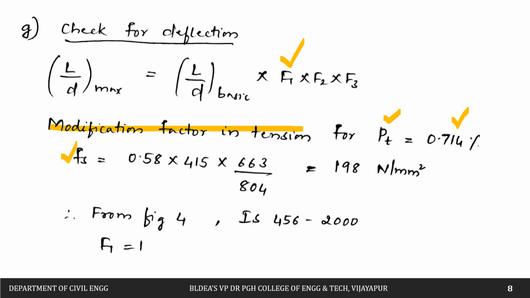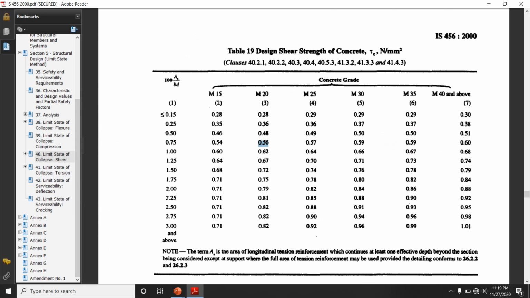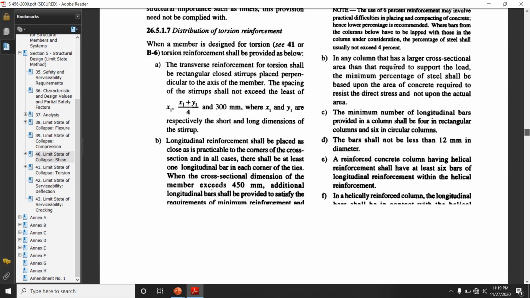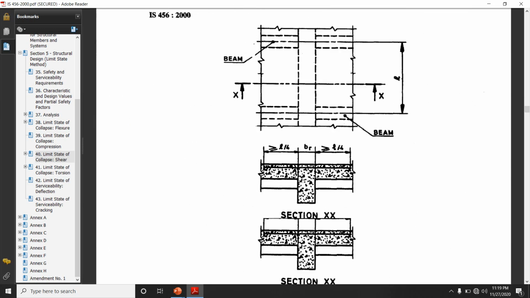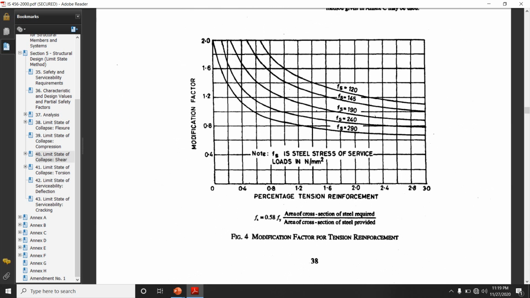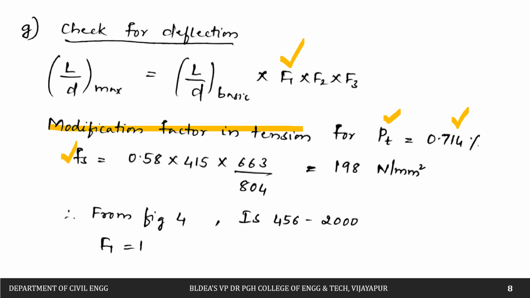So we have to calculate the Fs value. Let us see the formula we have. Already we have covered this, so once again we are checking. Fs is equal to 0.58 fy into area of steel required by provided. So 0.58 fy, area of steel required, that is 663, divided by Ast provided. So nearly you will get the answer as 198 Newton per mm square.